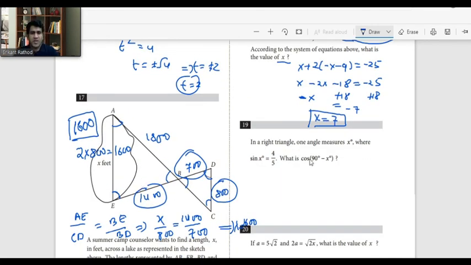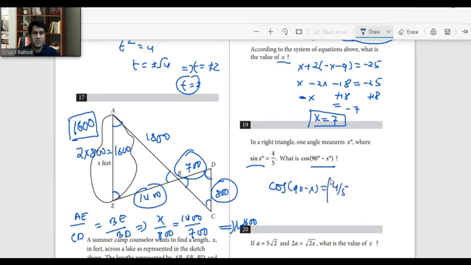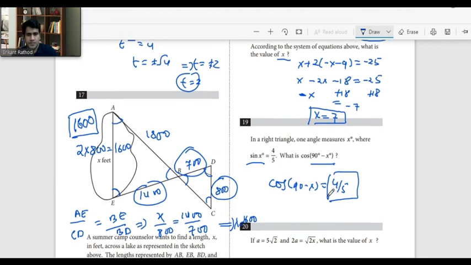In the right angle triangle, one angle measures x degrees where the sine of x is equal to 4 by 5. What is the value of cos of 90 minus x? The cos and the sine here, they are complementary angles. So cosine of 90 minus x is also equal to 4 by 5. So 4 by 5 here is the answer.